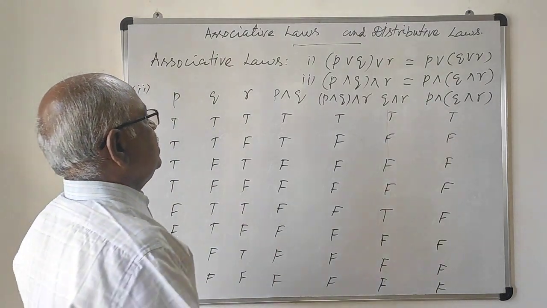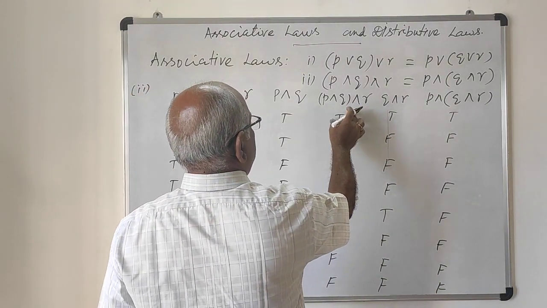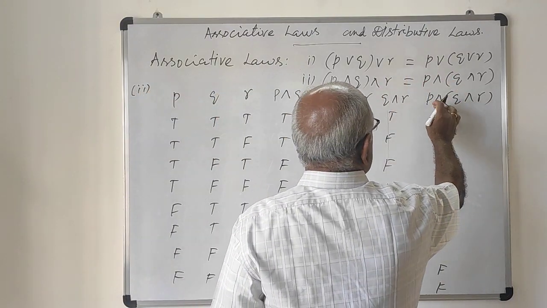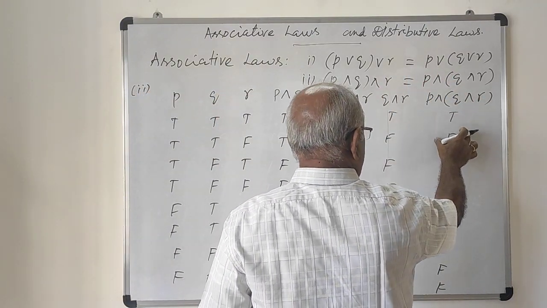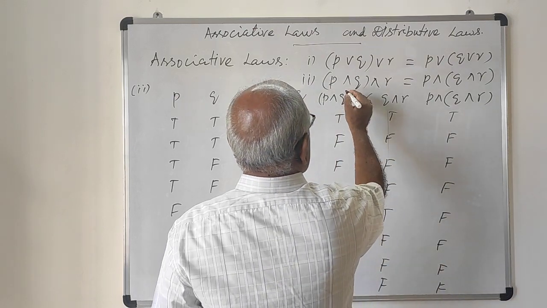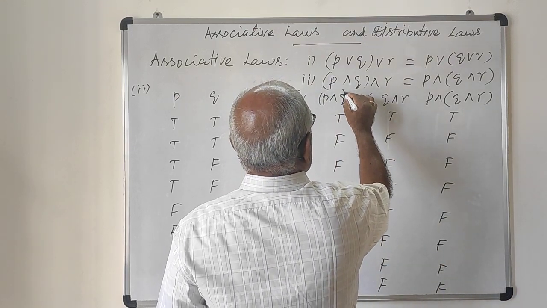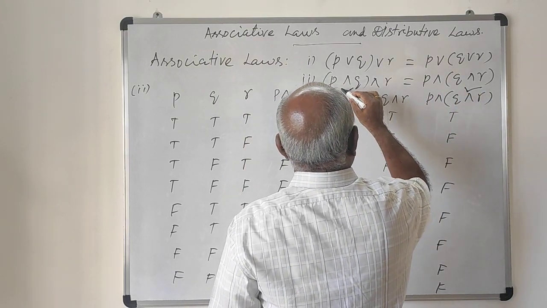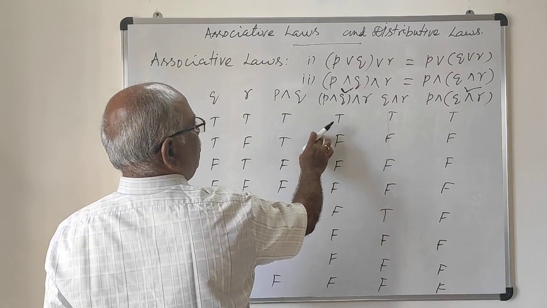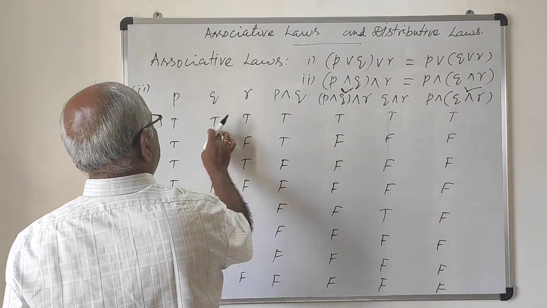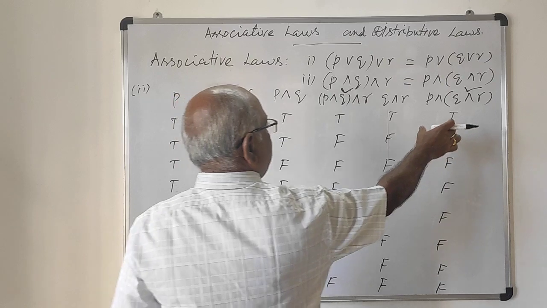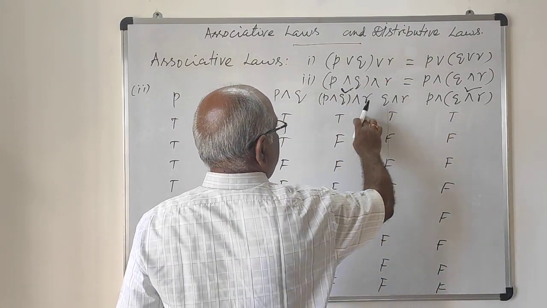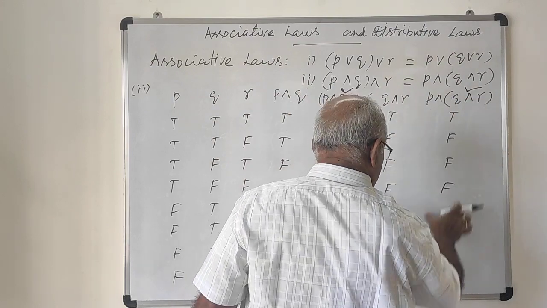Now consider the left hand side, P conjunction Q conjunction R is T, F, F, F, F, F, F. Similarly, right hand side, P conjunction Q conjunction R is T, F, F, F, F. So this is our left hand side and this is our right hand side. These two columns, the fifth column and the seventh column, are equal. P conjunction Q conjunction R is equal to P conjunction Q conjunction R.